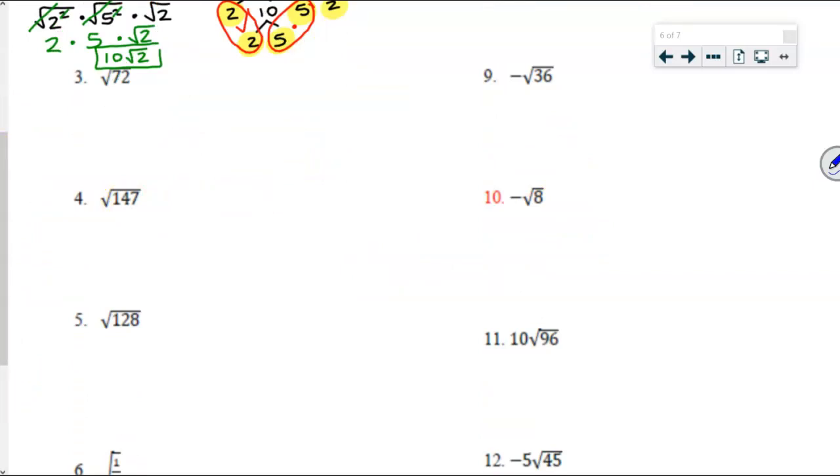Ready, set, go. Number 3, you should have gotten 6 square roots of 2. Any questions on that? Okay. Number 4, you should have gotten 7 square roots of 3.